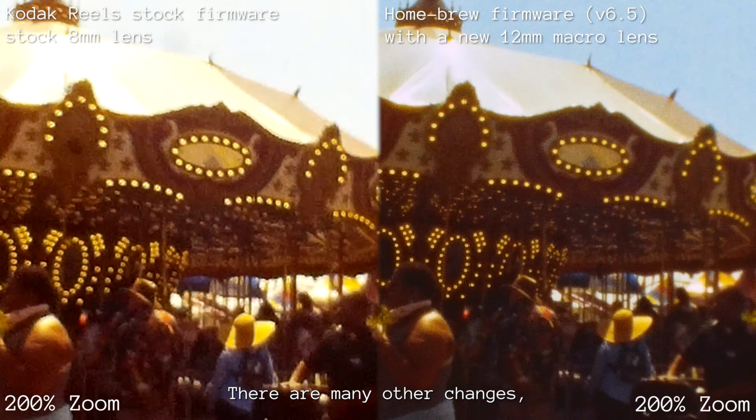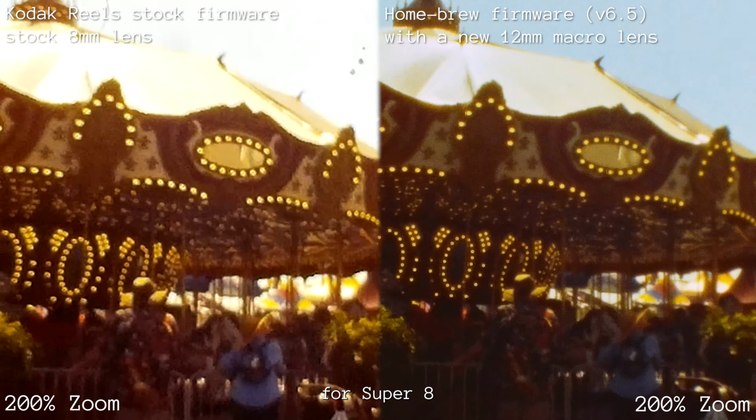There are many other changes, such as correctly setting the frame rate for Super 8, which is 18 frames per second rather than 20 frames per second, although in this case both are being presented at 18 frames per second to keep things consistent for this preview.